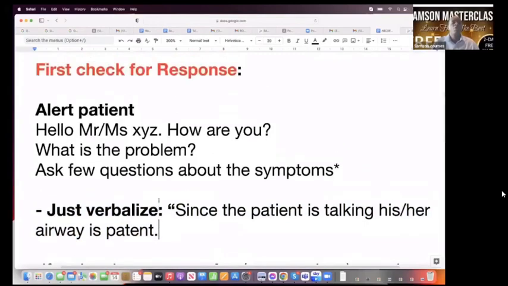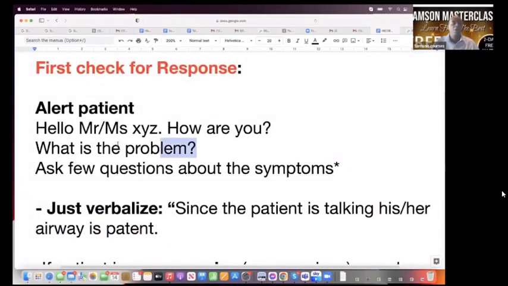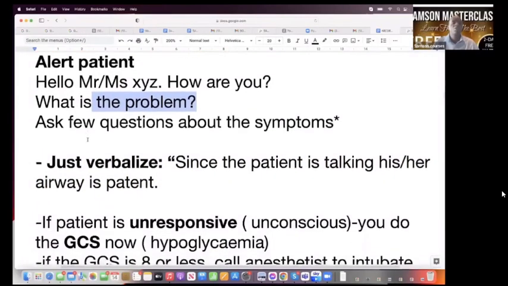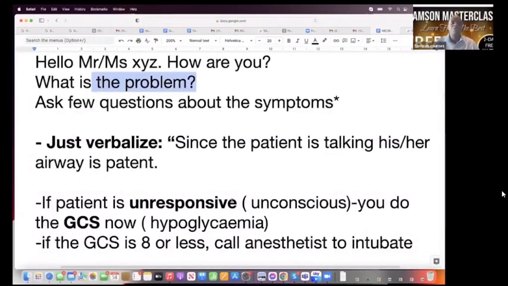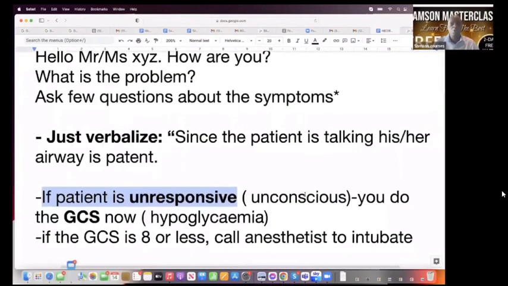What if you assess the patient? Hello, Mr. Brown, can you hear me? And the patient is not responding. The patient is unresponsive, because he's unconscious for some reason. Then what would you do? Of course, you need to assess the GCS.